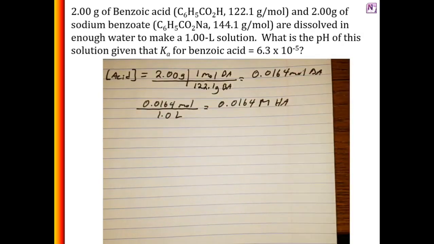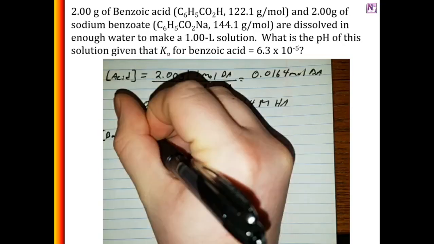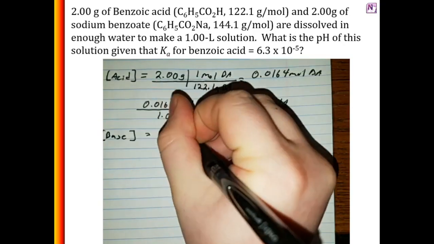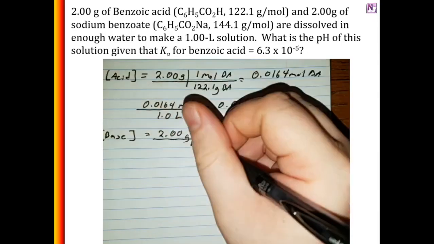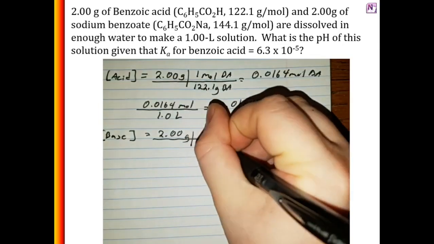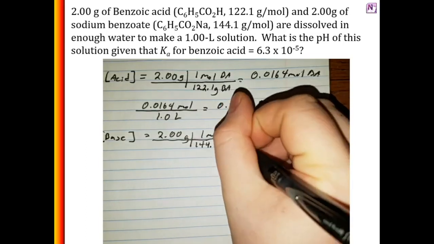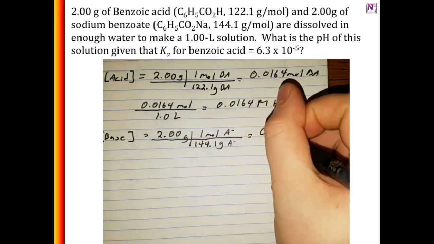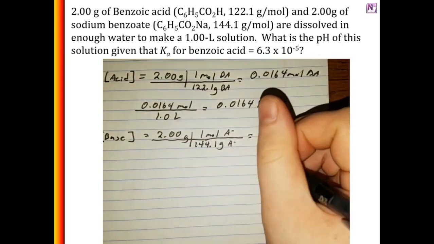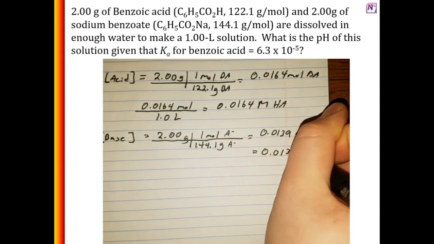Okay, now let's do the same for the base. Okay, so we'll say the base concentration is equal to, they gave us 2 grams, okay, and they gave us a molar mass, so we'll do the exact same calculation, only we have a different molar mass this time, so 144.1 grams per every 1 mole. This is of our A minus, just to keep track a little bit there. So this gives us 0.0139 moles, and again, since we just have 1 liter, that's going to be equal to 0.0139 molar. So that's over 1 liter.